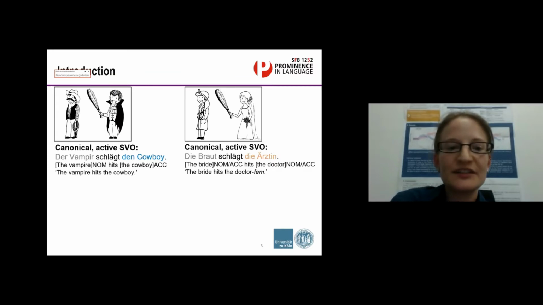In German, subject and object case are overtly and unambiguously marked on masculine nouns, but not on feminine nouns. You can see this here in the example. Here, the subject is nominative marked and the object is accusative marked. And here you can see that for the feminine nouns, the same determiner precedes the subject and the object. This case syncretism for feminine nouns allows for testing the influence of explicit case marking on sentence production within one single language.